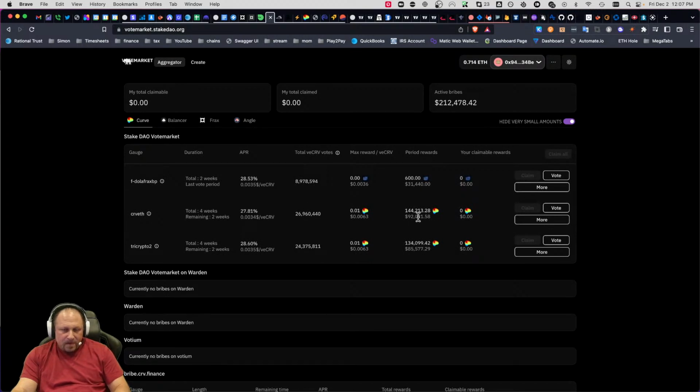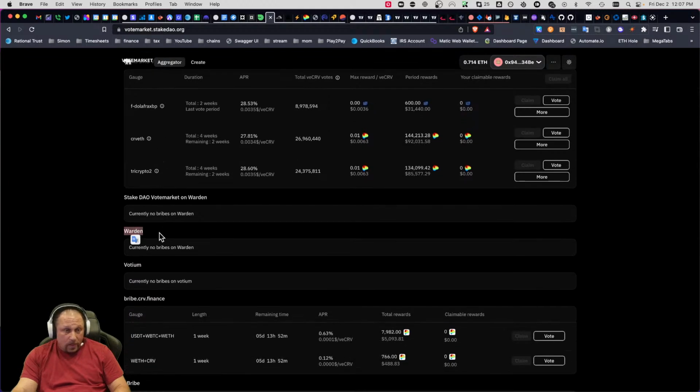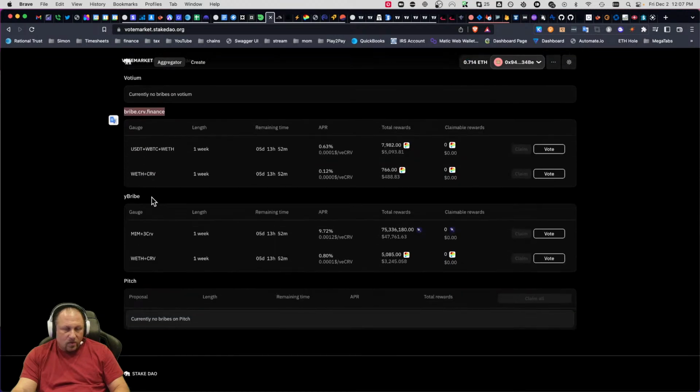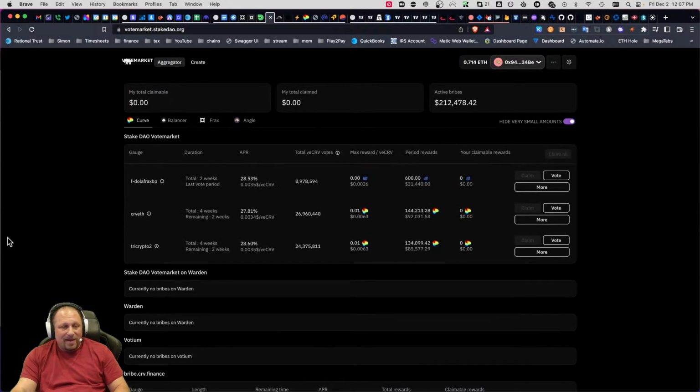So this is where your capital is. Vote market. That's stakedao.org. It shows you everything. It shows you StakeDAO, it shows you Warden. It'll show you Votium, which just doesn't have anything. And then you got this, which is deprecated. This is the contract that's manipulable. And it shows you Y-Bribe, which is Yearn's new contract. So MIM still uses Yearn's new contract, and it is what it is. At least there's 9% on the money available there.